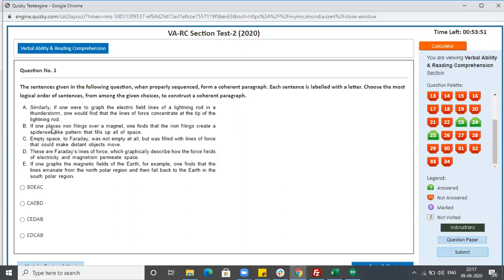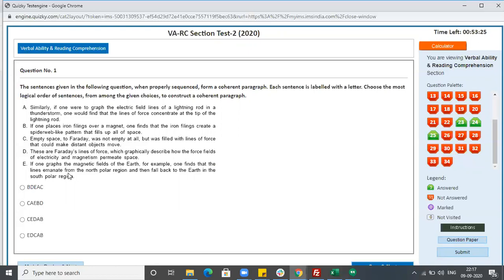If one places iron filings over a magnet, one finds the iron filings create a spider-like pattern that fills up all of space. Okay, sounds to be a reasonable start. Let's go to C. Empty space to Faraday was not empty at all. Okay, Faraday की बात करी गई है, but Faraday को मैंने कभी introduce करा है क्या? But was filled with lines of force that could make distant objects move. Okay, so C also अभी तक सही लग रहा है.